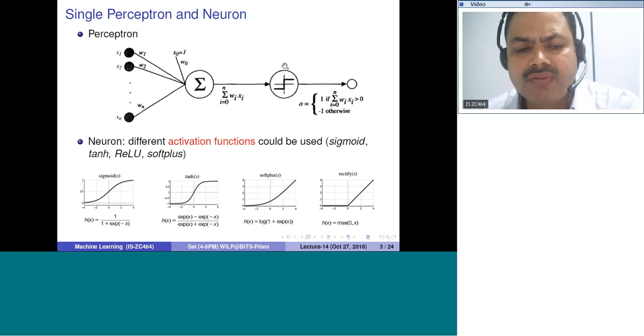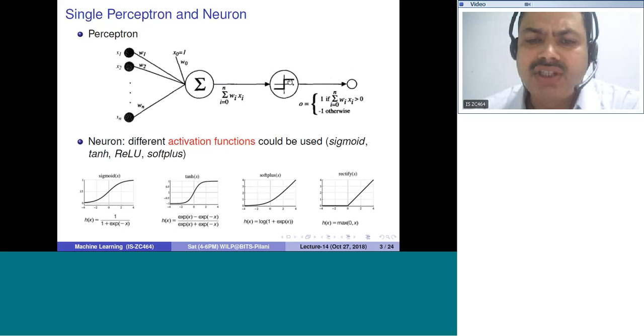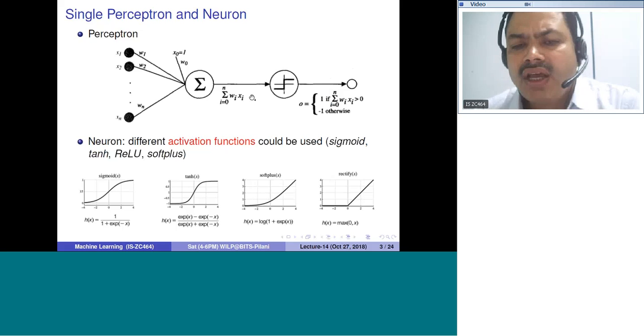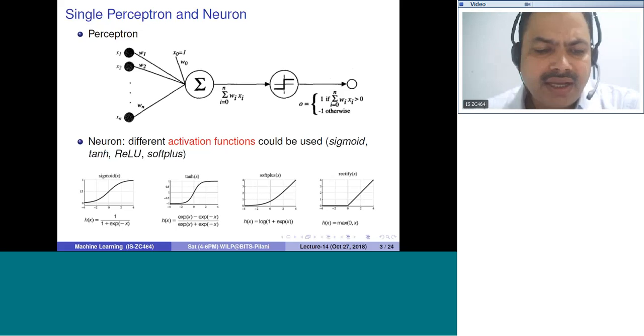Sometimes it would also be possible that I can apply some function over the summation, because the summation is given to me. I can apply some non-linearity, meaning I can put a function over here, and if I put a function over here, then it becomes a neuron.